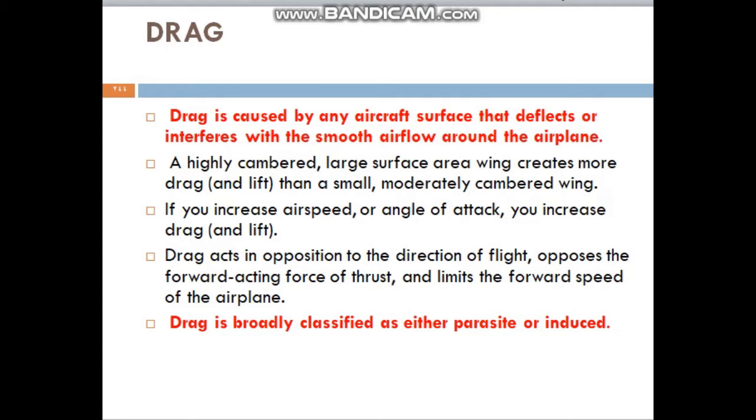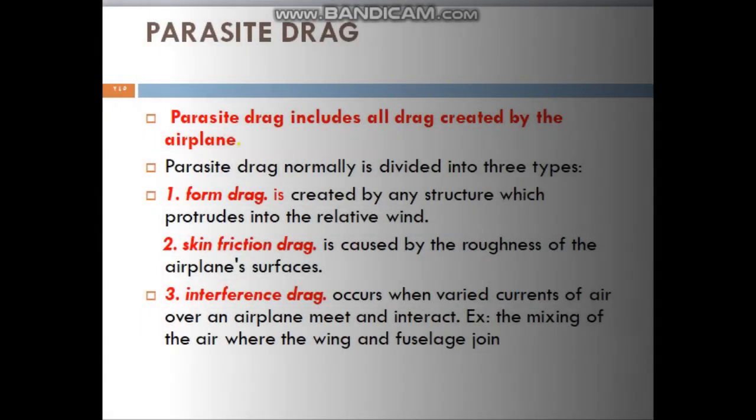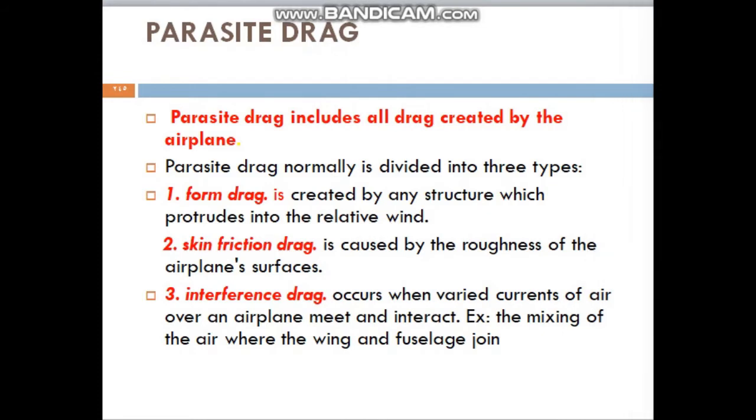Drag is broadly classified as either parasite or induced. What's the difference between parasite drag and induced drag? We will start with parasite drag. Parasite drag includes all drag not created by the production of lift. Also, parasite drag normally is divided into three types.